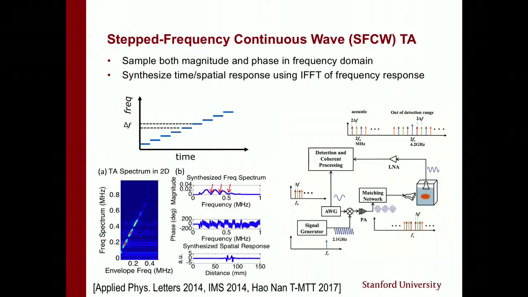Just because of the physics of thermoacoustics, I can now do coherent processing between transmit and receive. I can apply this to what we call a step frequency continuous wave system, where you step your frequencies on the carrier from 1 megahertz to 2 megahertz, for example. And at every frequency, you measure amplitude and phase.